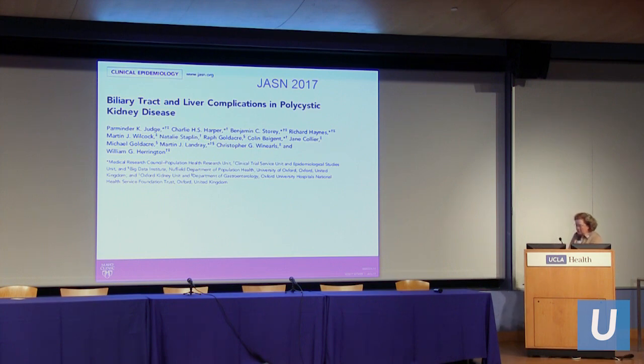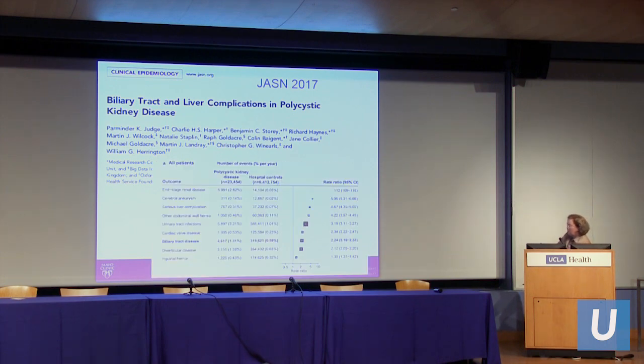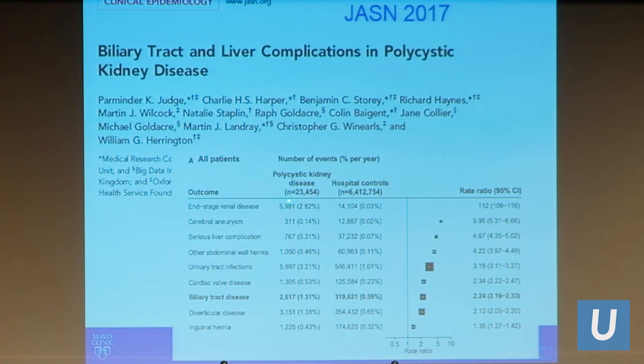Now, I want to mention this important study from Oxford that came out last year, which was a retrospective cohort chart review with very large numbers and very important information for nephrologists with an interest in PKD, I think, because what it showed was that biliary tract disease, if you compare the 23,000 PKD patients in that cohort against 6 million hospital controls, had a rate ratio that was significantly higher for biliary tract disease in this population.